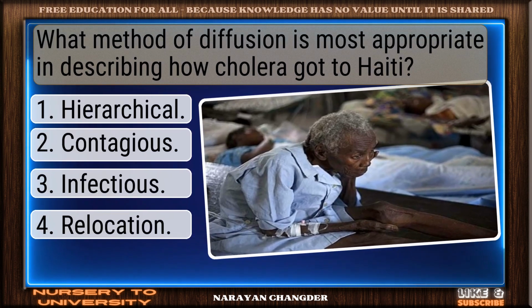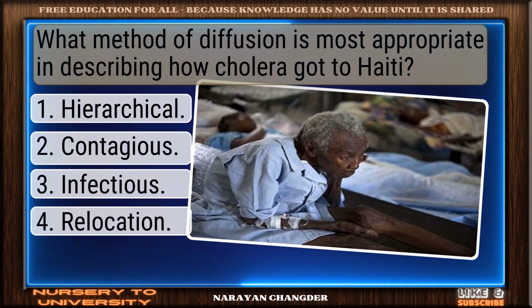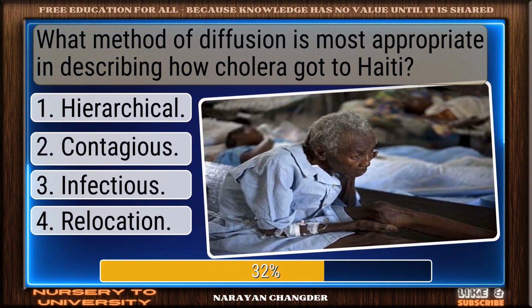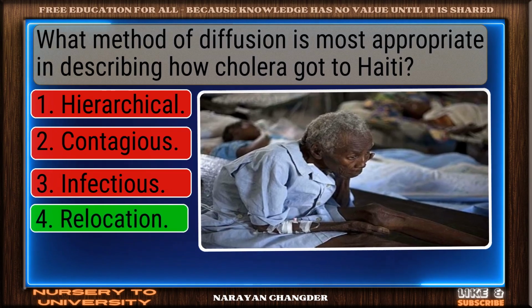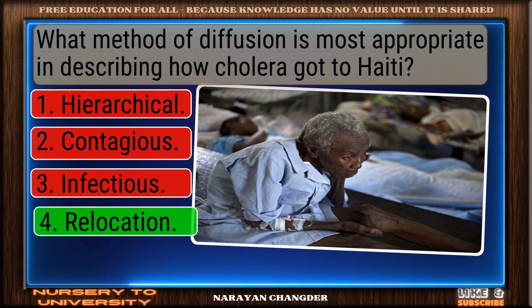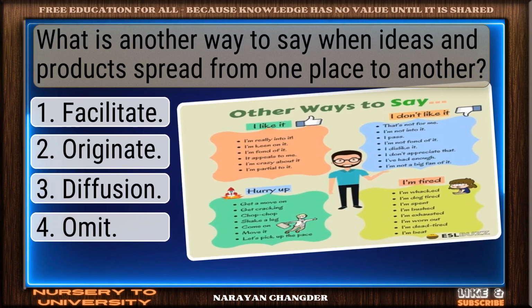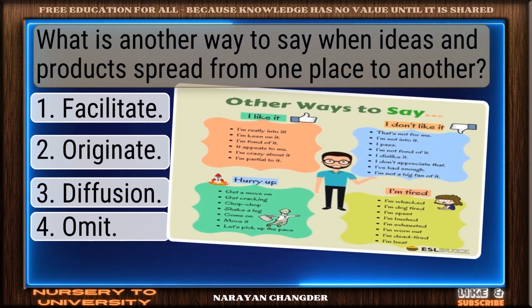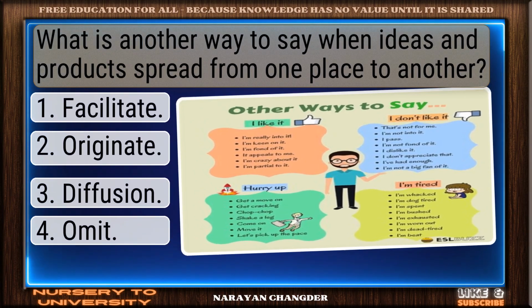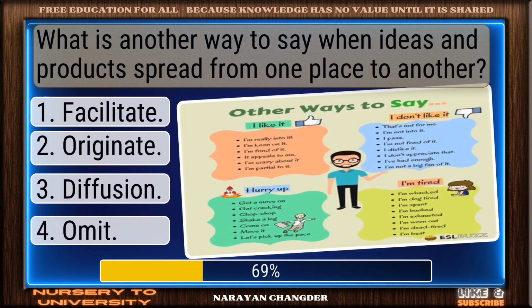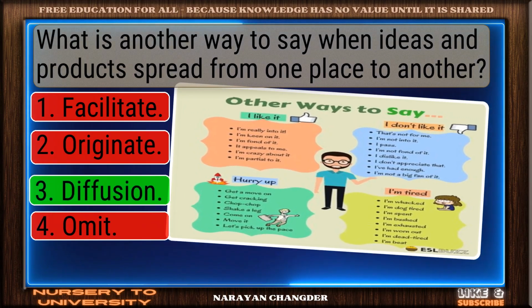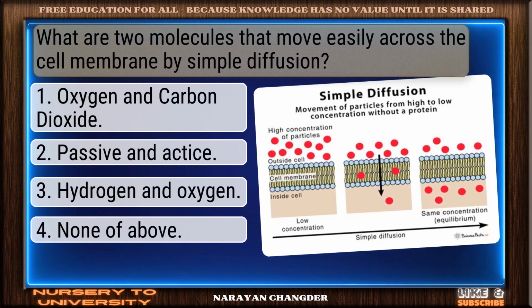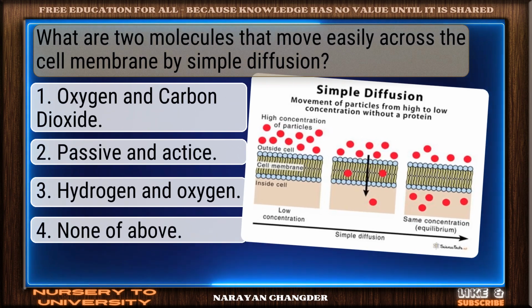What method of diffusion is most appropriate in describing how cholera got to Haiti? Right choice. Relocation is the best answer. What is another way to say when ideas and products spread from one place to another? You got it. Your choice, diffusion, is right. What are two molecules that move easily across the cell membrane by simple diffusion?